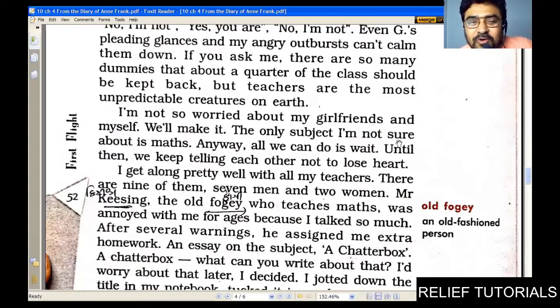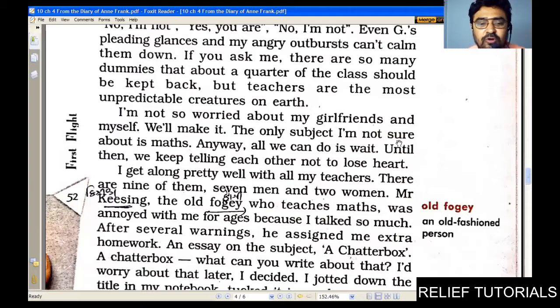"Anyway, all we can do is to wait." "Until then, we kept telling each other not to get disappointed, don't lose hope, etc., etc." Giving courage to everyone, to each other, to one another. "I get along pretty well with all my teachers." Now she talks about why she is not so confident about maths, because she never had a good rapport with a math teacher. So now the topic shifts to her bond with the teachers, especially with the math teacher.